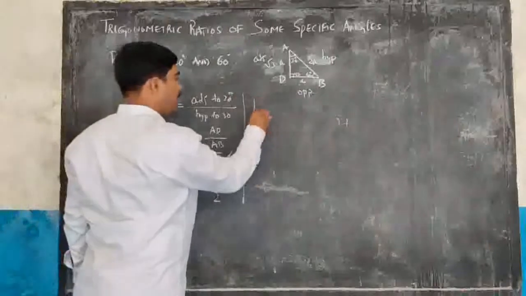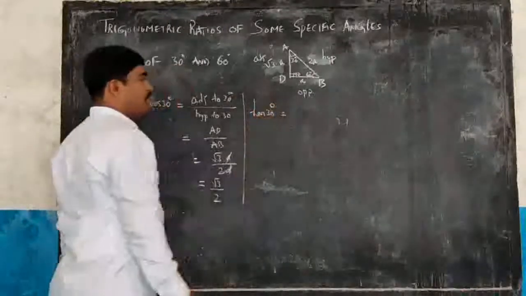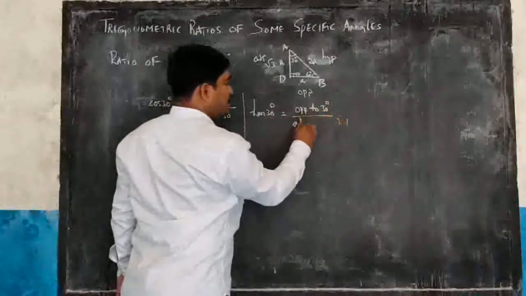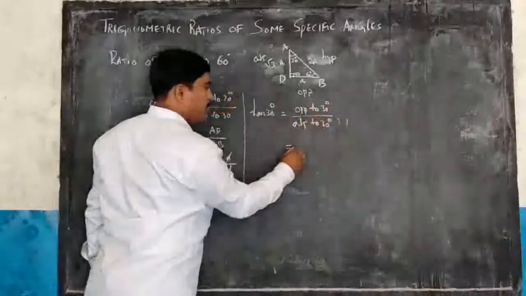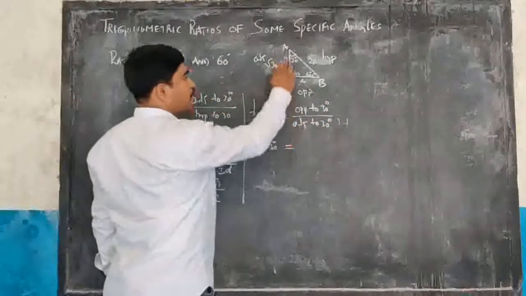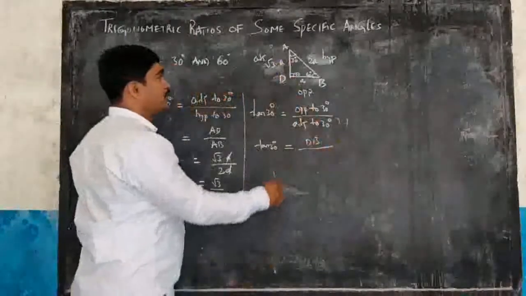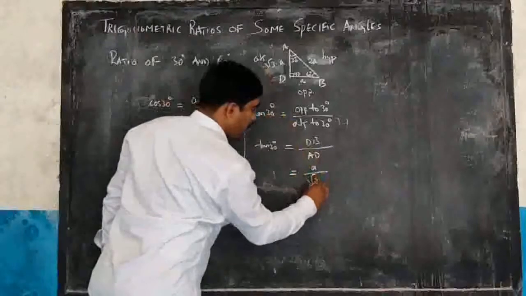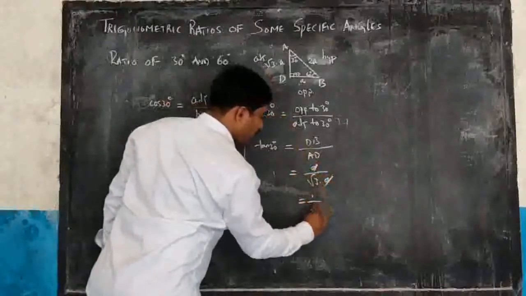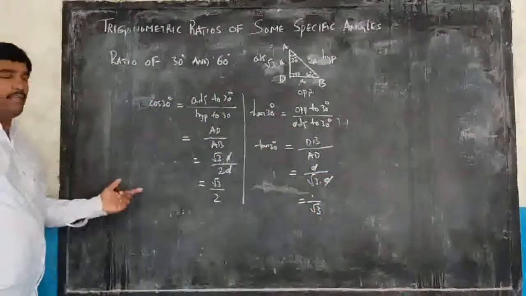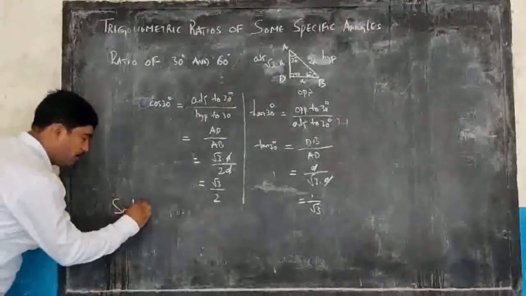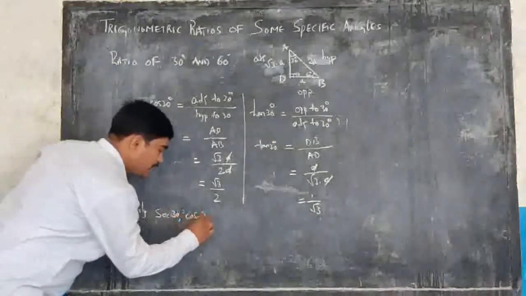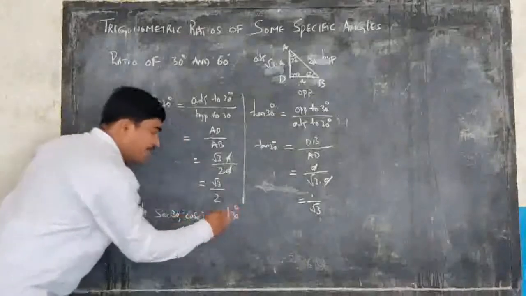This is how you will find out cos 30 degrees. And the next one is tan 30 degrees, which is opposite to 30 degrees by adjacent to 30 degrees. What is the opposite? DB by, what is the adjacent? AD. DB is A, and AD is root 3 into A. Now A again cancels. What is the value of this one? Root 3. Similarly, find the values of the other trigonometric ratios: secant 30 degrees, cosec 30 degrees and cot 30 degrees can be found out.